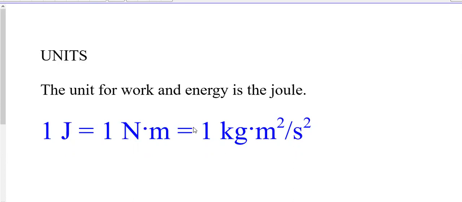If you break down the equation, it's a force multiplied by displacement. So you have a Newton times a meter, and if you break a Newton down into a kilogram meter per second squared, multiplied by a meter, it gives you the fundamental units of a joule to be a kilogram meter squared per second squared.